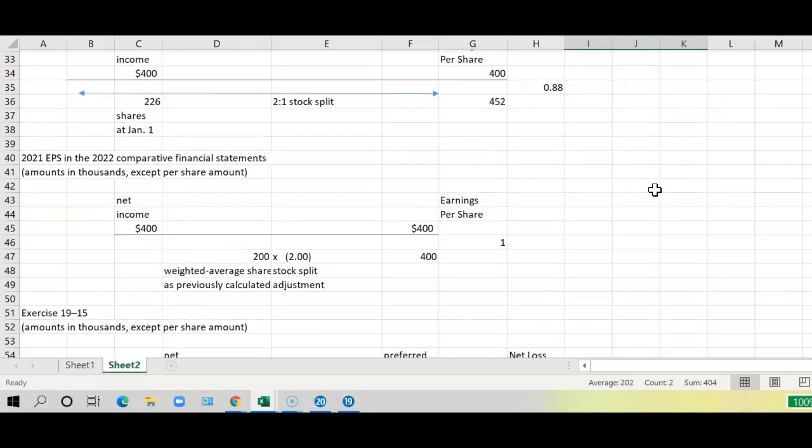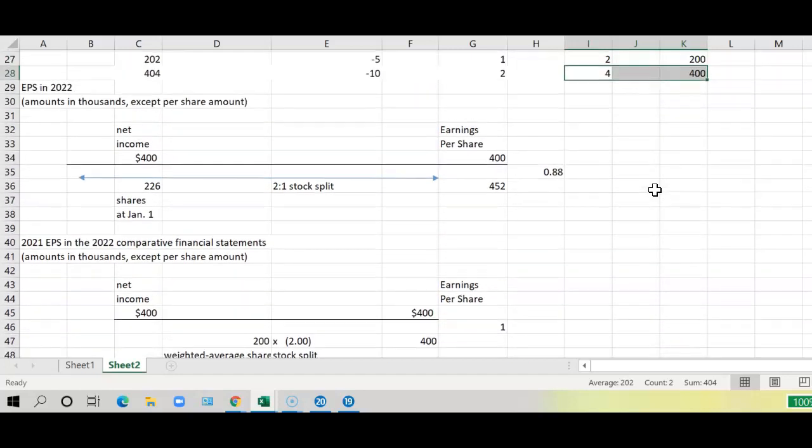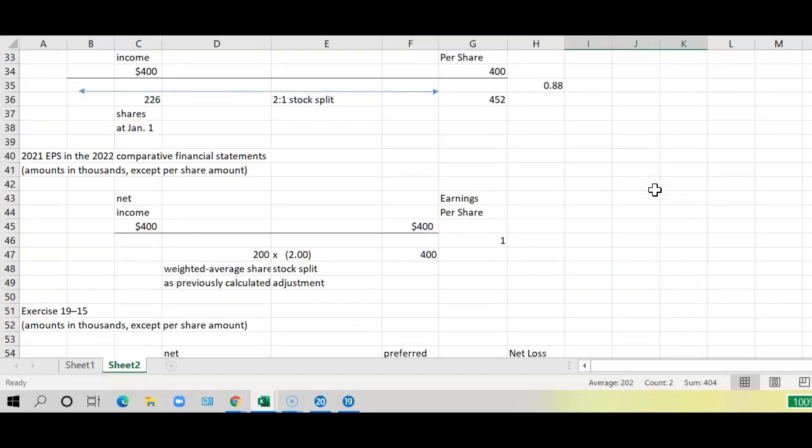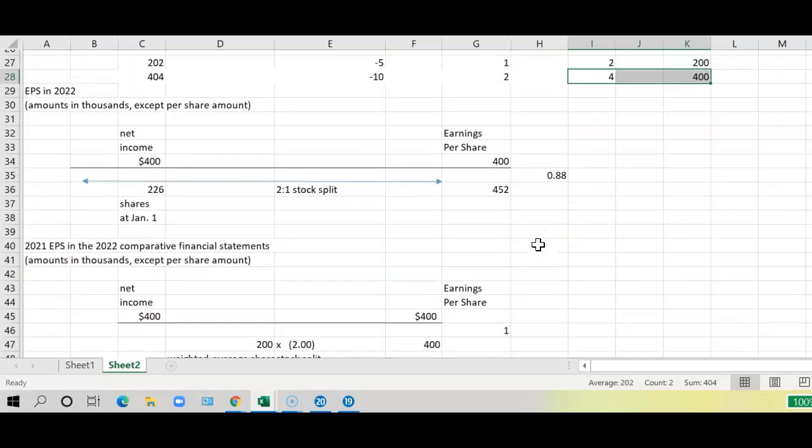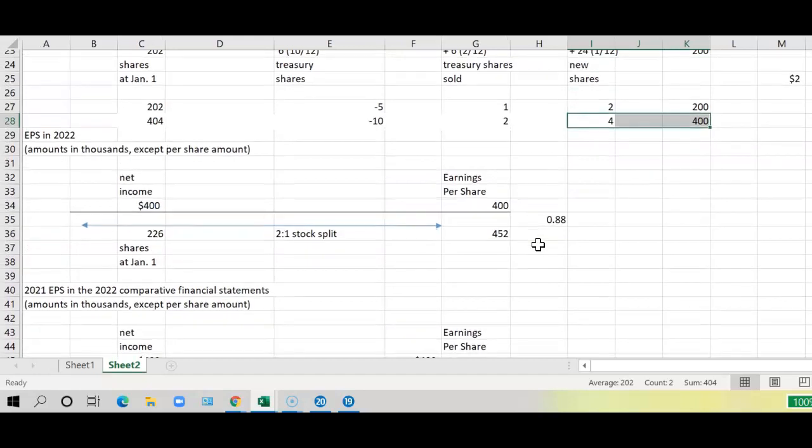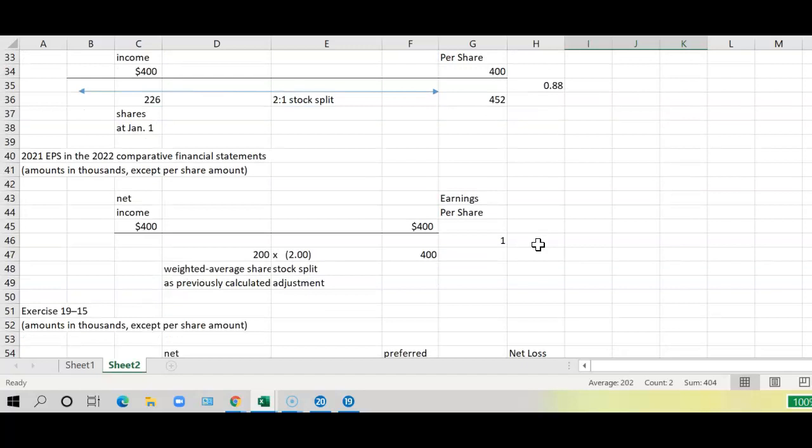for 400,000. So if you go down, you would see 400,000 shares, and you would take the 400,000 net income, and we know that the shares outstanding is 400,000 shares. So your earnings per share can now be compared to your 2022 earnings per share, because you've included the 2-for-1 stock split. Or to make it easier, it's 200 shares times 2. I just wanted to show you the weighted shares as well, because I wanted you to see it still comes to 400,000 shares.